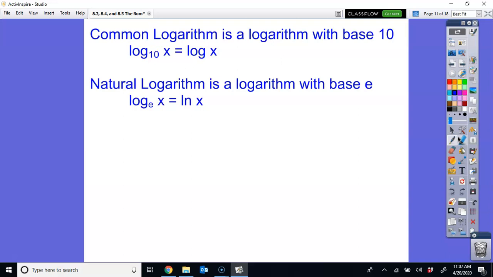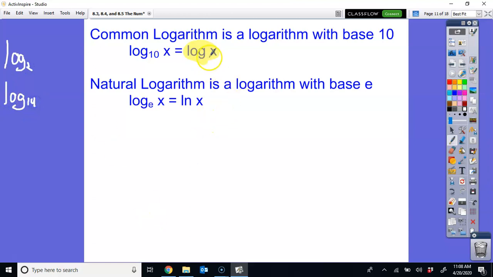Now, I will warn you, log base 10 typically is not written with a little 10 down here. Typically, log base 10 is written just like that, with a little log and nothing as the base. You need to know that that is base 10. If it is not base 10, it will have a little log base. So if it's base 2, it's going to have a 2. If it's base 14, it's going to have a 14.